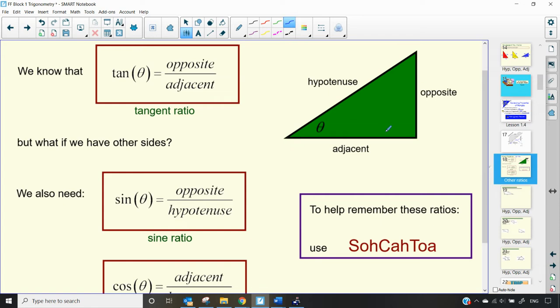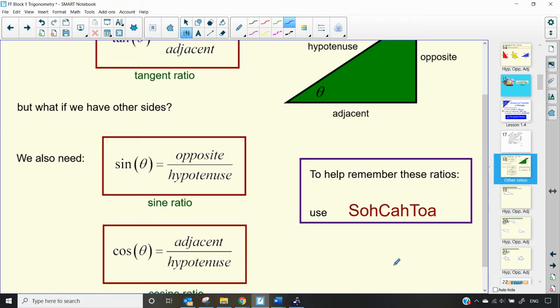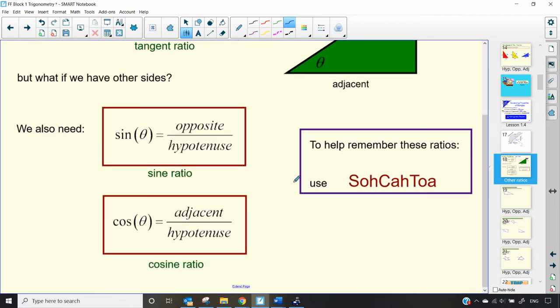Now, if I wanted to figure out what these ratios were and I wasn't given a formula sheet, I can use a mnemonic device called SOHCAHTOA. And so this stands for sine is opposite over hypotenuse. Let me write that again here. Cosine is adjacent over hypotenuse, and TOA is opposite over adjacent. Notice capital letters for our angles and small letters for our sides.